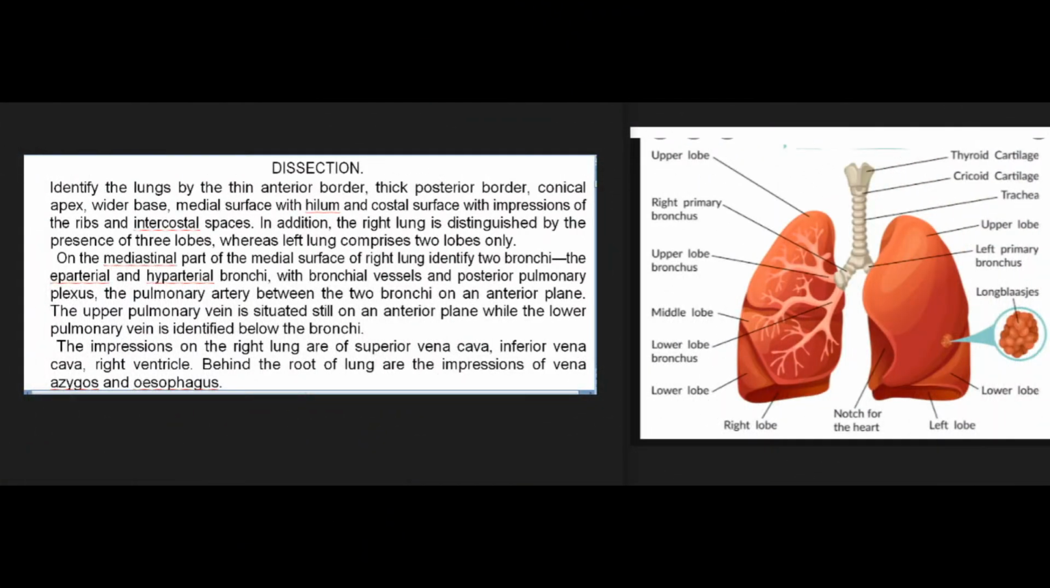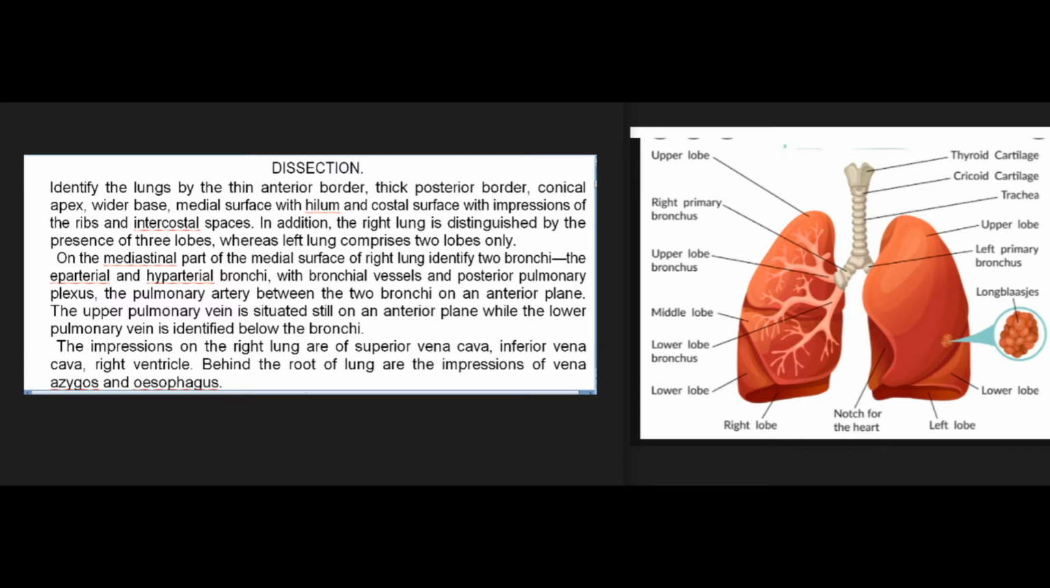Lungs dissection. Identify the lungs by the thin anterior border, thick posterior border, conical apex, wider base, medial surface with hilum, and costal surface with impressions of the ribs and intercostal spaces. In addition, the right lung is distinguished by the presence of 3 lobes, whereas the left lung comprises 2 lobes only.